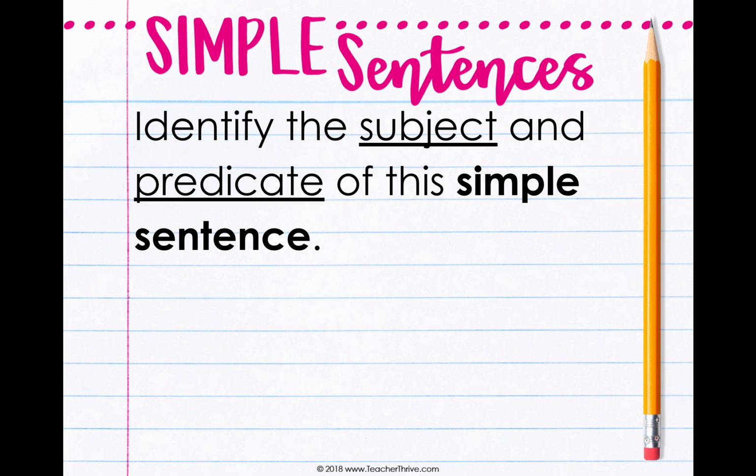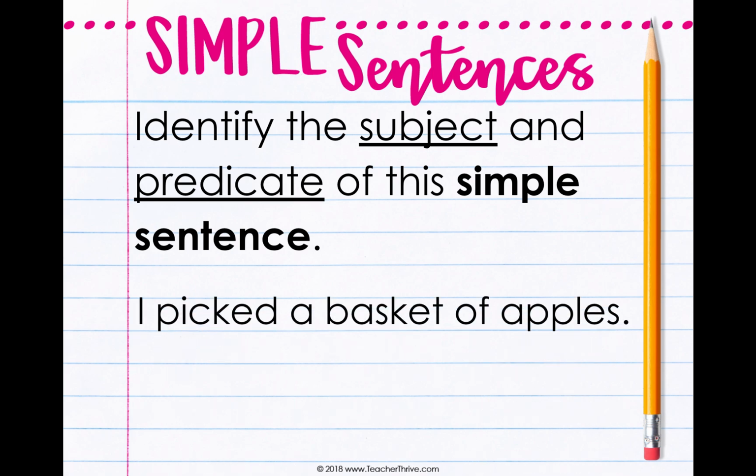Let's look at more example sentences. Let's identify the subject and predicate of this simple sentence. I picked a basket of apples. Now, I would be the subject. The pronoun I is the subject. Picked a basket of apples would be our predicate. Picked is the verb. That's where the predicate begins.